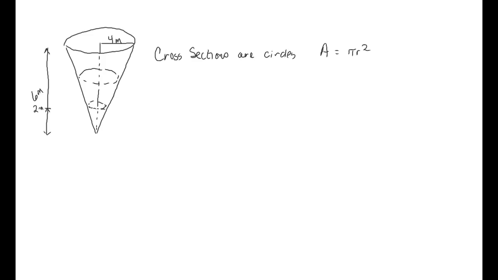So I'm going to put my 0 down here up to 6 meters at the top. Cross sections are circles, and I need to write radius in terms of the y value. This will be my point 0, 0. This could be my point 0, 6. This would be my point 4, 6. Notice that instituting that coordinate system on top of your cone is going to be helpful in sorting things out.